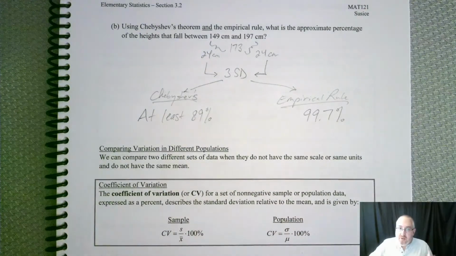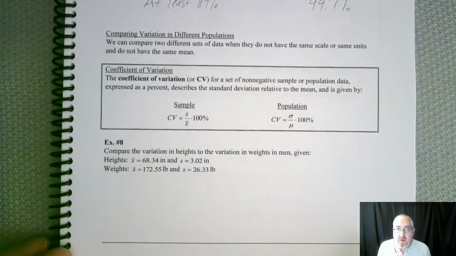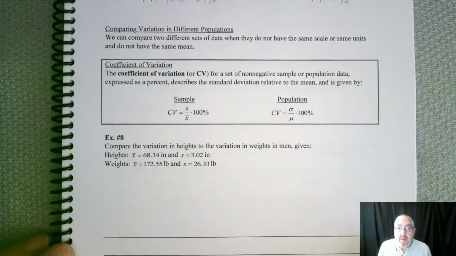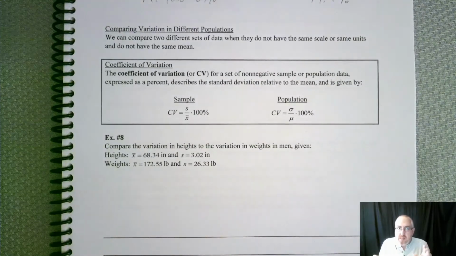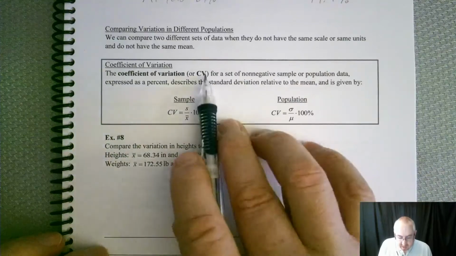So that kind of gives you a sense of how you can use that standard deviation to develop these percentages. Again, it just helps you know what to expect for data in a specific interval away from the mean. So the last part of this is comparing 2 different populations and their variation. How can we compare 2 different sets of data when they're talking about apples and oranges? And the answer is using the coefficient of variation, CV for short.